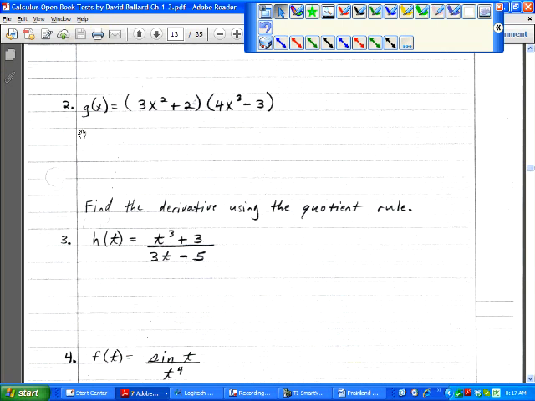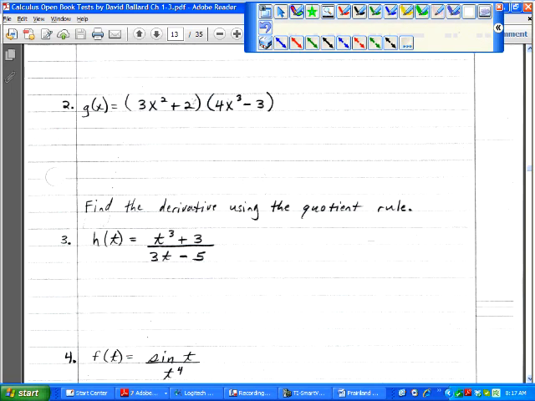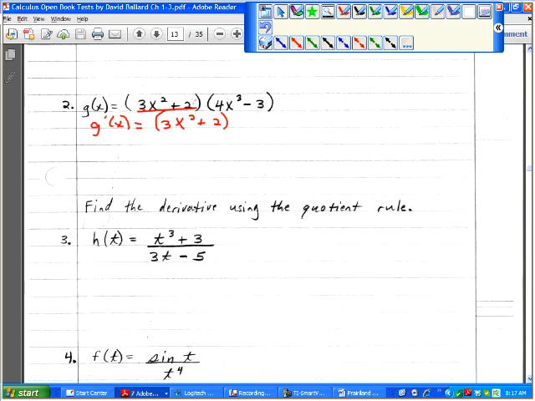Number 2, we realize that we could multiply those two binomials and treat it as a sum or difference, but the directions were use the product rule. So we're going to follow the directions and use the product rule. Okay, so the product rule, we would do g prime of x. To find the derivative, you take the first times the derivative of the second: 3x squared plus 2 times the derivative of the second, which would be 12x squared.